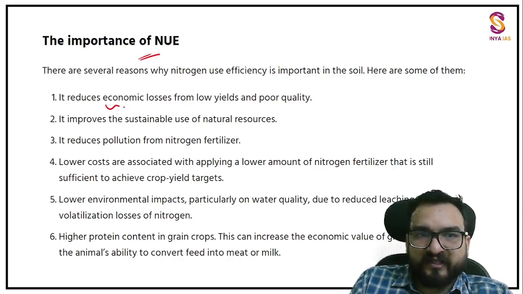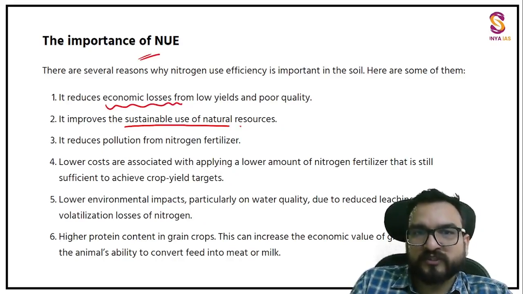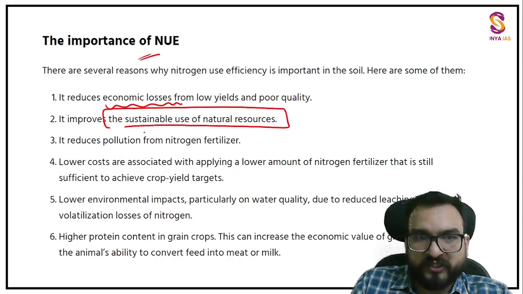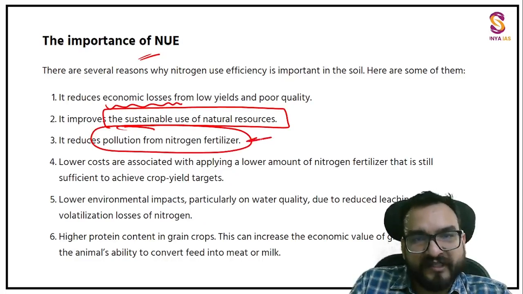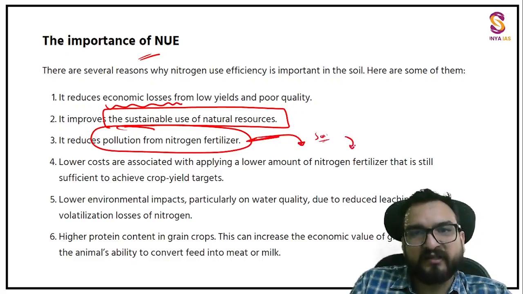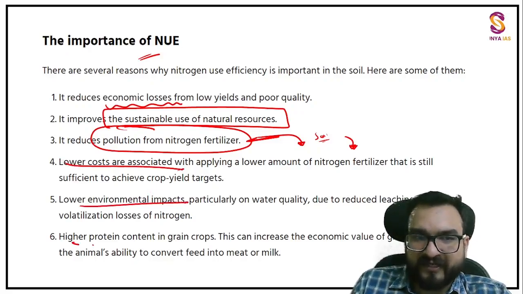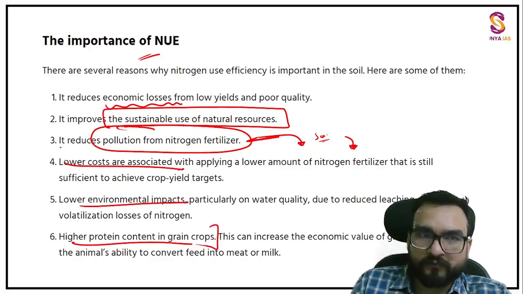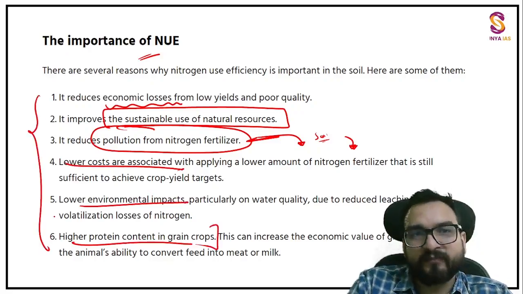Importance: it reduces economic losses, it improves the sustainable use of natural resources, and it reduces pollution from nitrogen fertilizers. Pollution is happening because of nitrogen fertilizers, and soil quality is getting deteriorated, right? So this will happen less. Lower environmental impacts, lower cost will be associated with it, and you will see higher protein in grain crops. Directly you can write these as examples of the importance of nitrogen use efficiency.